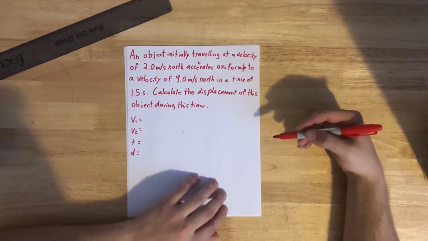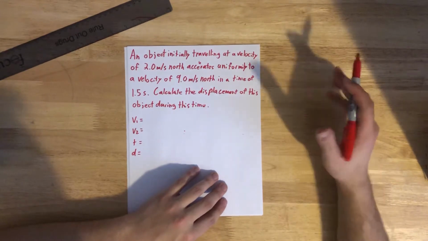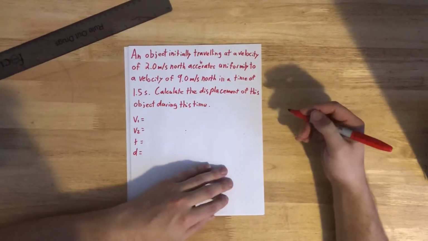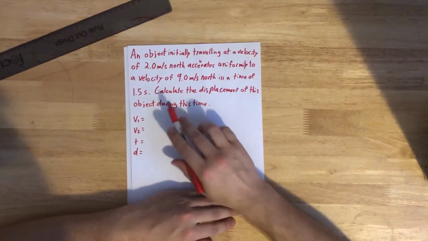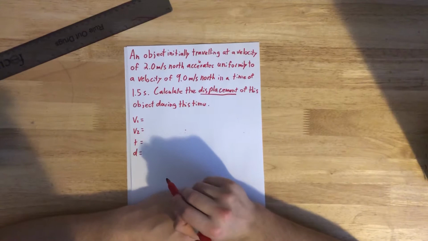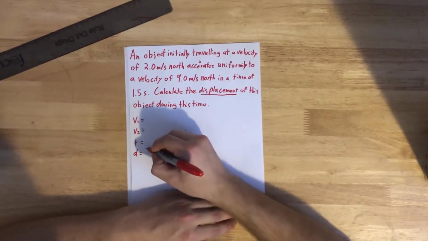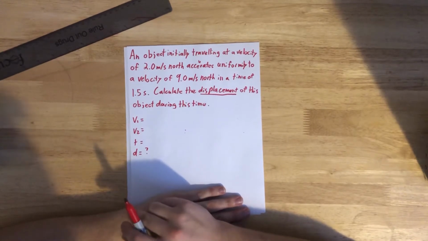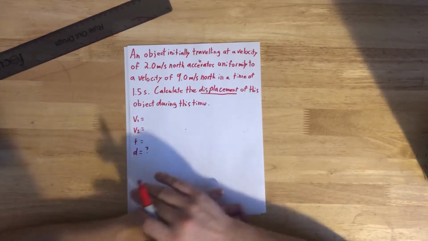So first and foremost, what we want to do is find out what we have and what we're looking for. So first thing, what are we looking for? Calculate the displacement of this object during this time. So we're looking for our displacement, which is d. Then let's go through the problem again, and make sure we write down all our variables to see what we have.